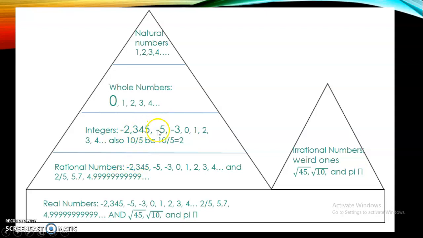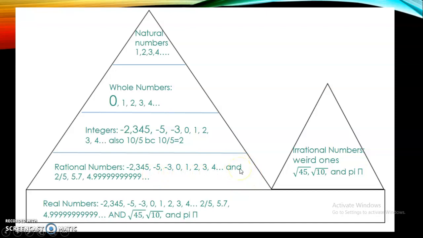Okay, so we move on down from integers, which are positive and negative whole numbers and 0. We're moving down to rational numbers. So it's including even more numbers, which is why that section is getting even larger. So we've got all the numbers listed above: negative 2, 3, 4, 5, negative 3, 0, 1, 2, 3, 4, and so on and so forth.